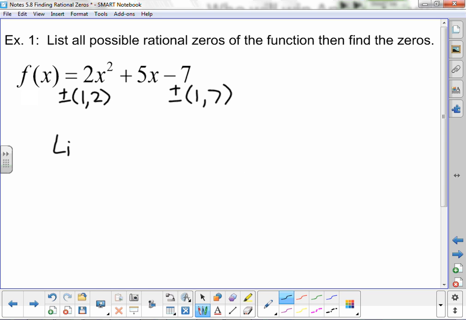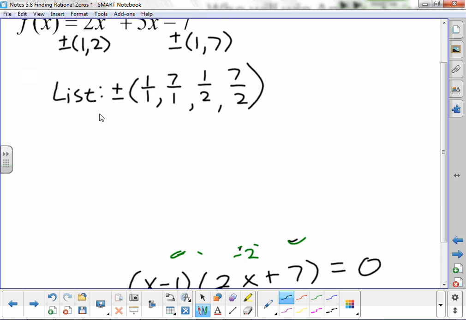So let's make our whole list now, positive and negative. First, I'm going to take the 1 and put it over this 1, so I get 1 over 1. Then I'm going to take this 7 and put it over the 1 also, and I get 7 over 1. Now I did the 1 and the 7 over the 1. I also have to do the 1 and the 7 over the 2. So I'm going to take 1 over 2 and 7 over 2. And that's it. I don't have any other numbers to put over here. So that's our entire list.